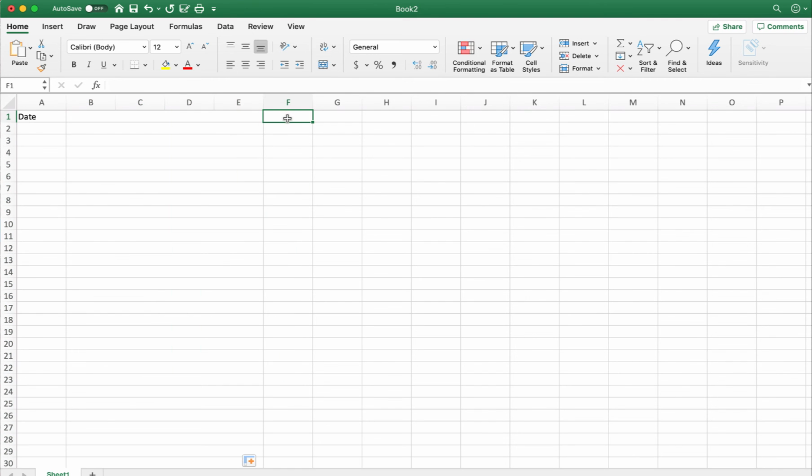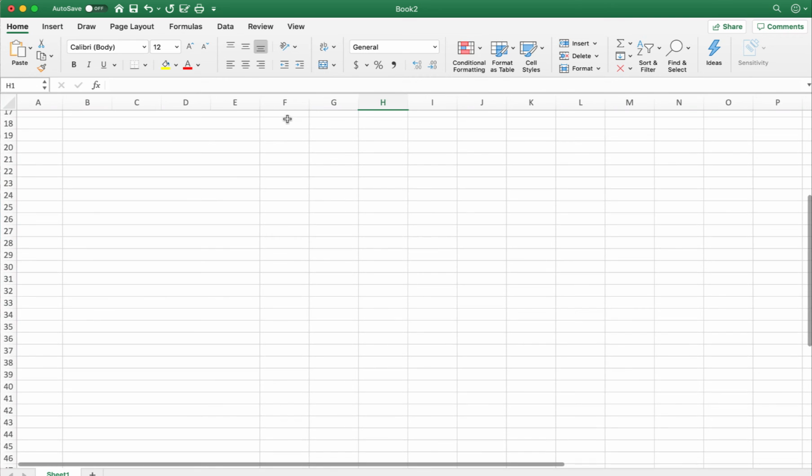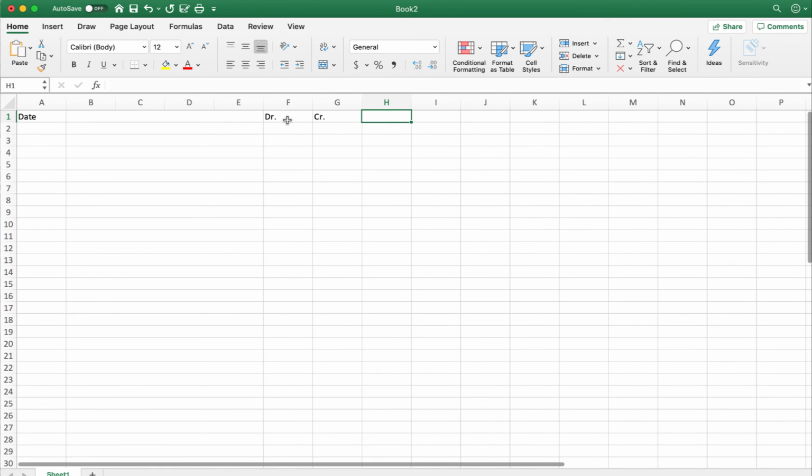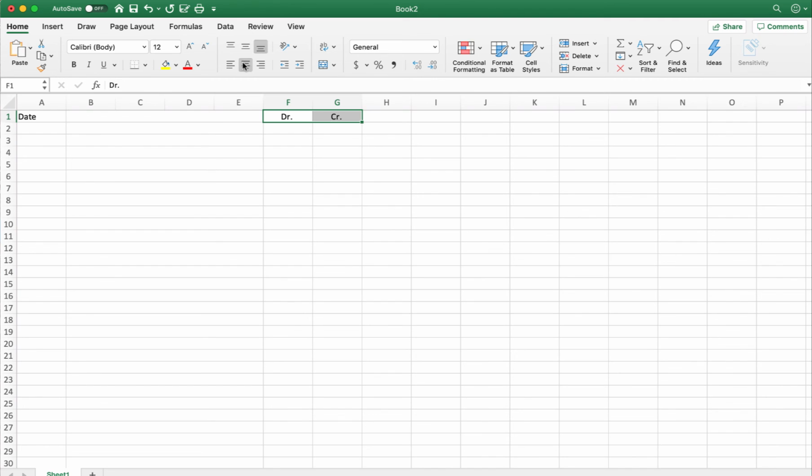Totally doesn't matter. In column F1, I need my debits. In column G1, I need a credit row. Remember, I want to center these just because it looks nicer. I want to format column F and column G number-wise, so I want my commas, and I want to get rid of my decimal places. And I'm going to come over to H1, and I'm just going to start creating T accounts, right?